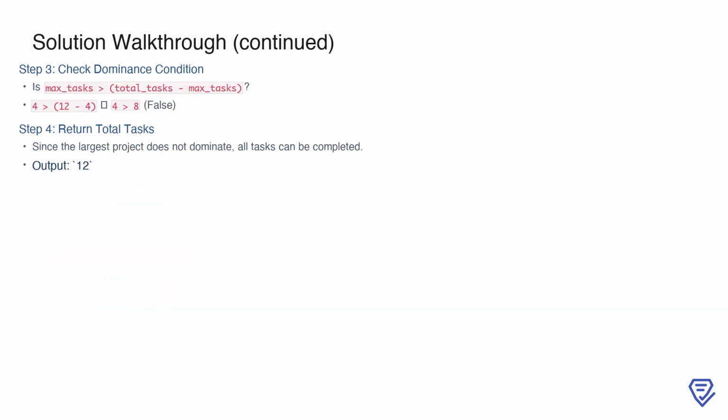With the total tasks at 12 and the largest milestone being 4, we now check the dominance condition. We evaluate whether 4 is greater than the difference between 12 and 4, which is 8. Since 4 is not greater than 8, the dominance condition is false. This means that no single milestone dominates, and we can complete all the tasks without issue. Therefore, the output in this example is simply the total number of tasks, which is 12.